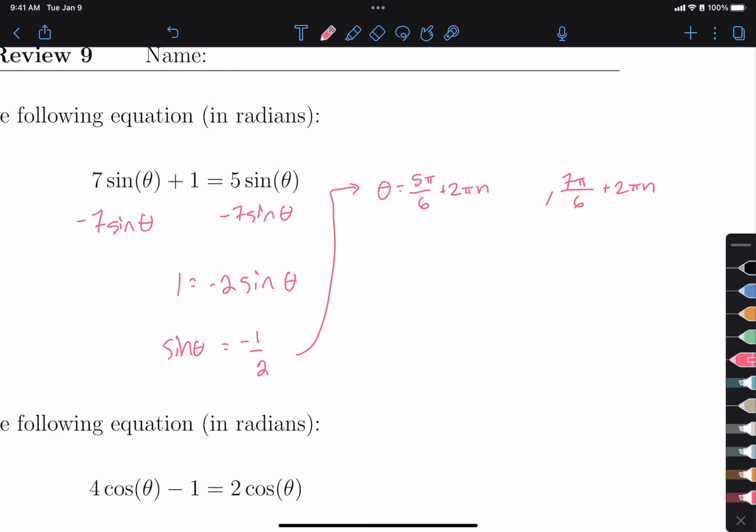So we have 5 pi over 6 plus 2 pi n, or 7 pi over 6 plus 2 pi n, and n can be any whole number or negative whole number.